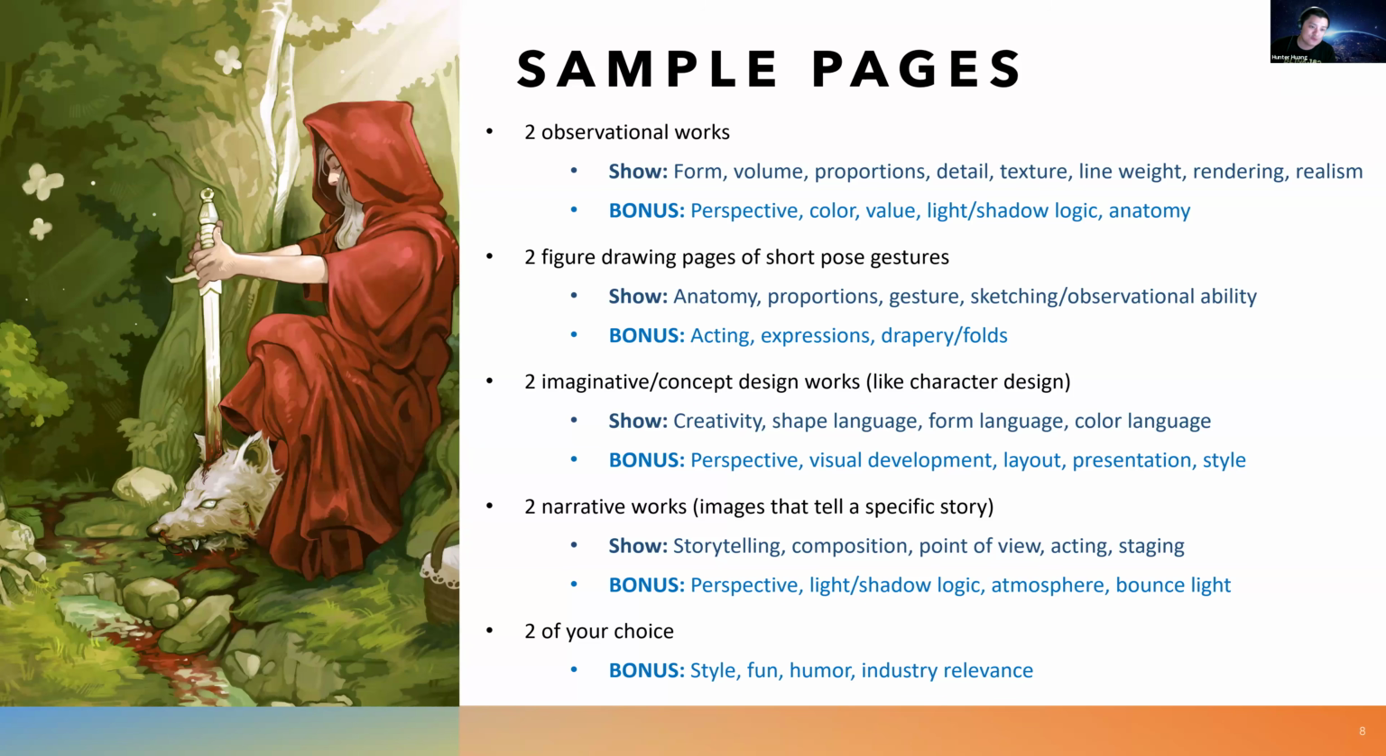The next section is 2 figure drawing pages of short pose gestures. If you're able to show anatomy, proportions, gesture, and your sketching or observational ability, that's really valued. A bonus would be if you're able to include some kind of acting, some expressions or folds or drapery. Why short poses? Because a long pose works more like an observational drawing rather than a short gesture drawing. So those are different. The next 2 pages could be imaginative or concept design works like character design, concept art, environment design, prop design, anything like that.